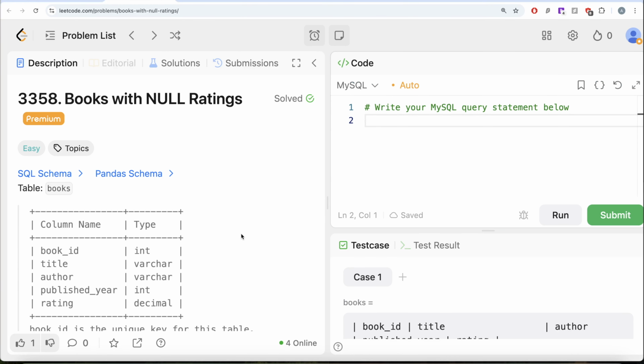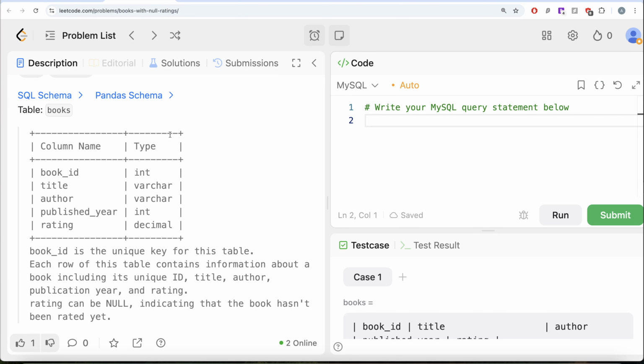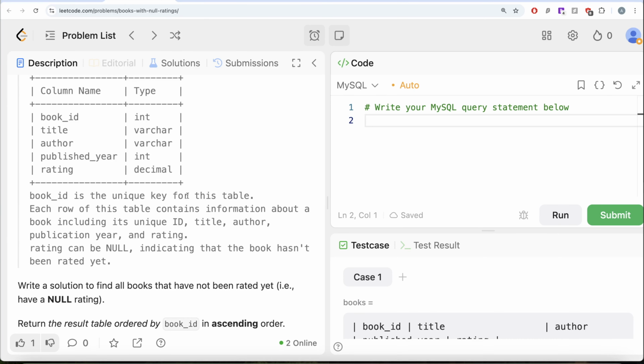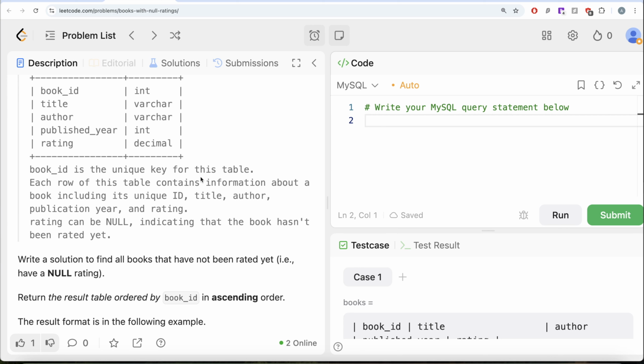Okay, the question reads, we are given a table called books with 5 different columns: book ID, title, author, published year, and rating. Book ID is the unique key for this table. Each row of this table contains information about a book, including its unique ID, title, author, publication year, and rating. Rating can be null, indicating that the book has not been rated yet.